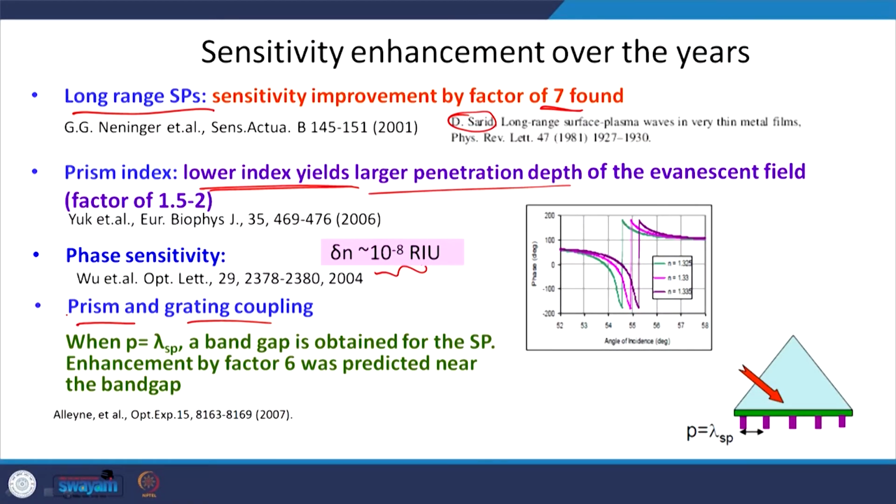Then there was another report using prism and grating coupling. In this kind of configuration you use a grating and you shine from the prism side, and when P is equal to lambda SP, a band gap is obtained, and an enhancement factor of 6 was predicted near the band gap. So, there are a few reports where people tried to enhance the sensitivity by using different configurations and interrogation techniques.